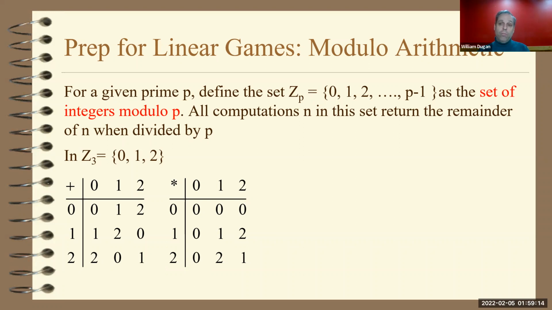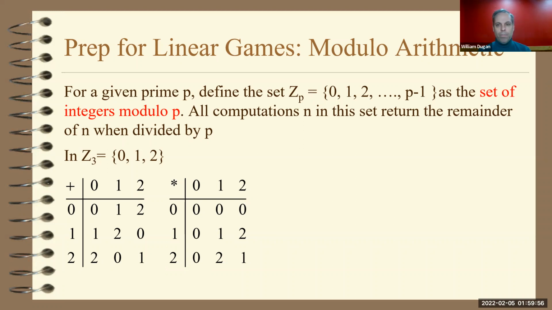All computations done in this particular set, whenever you're done with the computation, you don't return that result. What you return is the remainder when you divide it by P, in this case, the prime. So for example, in Z3, the only elements are 0, 1, and 2. If I take 1 plus 1, I get 2. If I take 0 plus 2, I get 2. But if I take 2 plus 2, that'd be 4, but there is no 4 in the set. I only have 0, 1, and 2. So 2 plus 2 would be 4, but I respond with the remainder when I divide 4 by 3. So 2 plus 2 is 1.